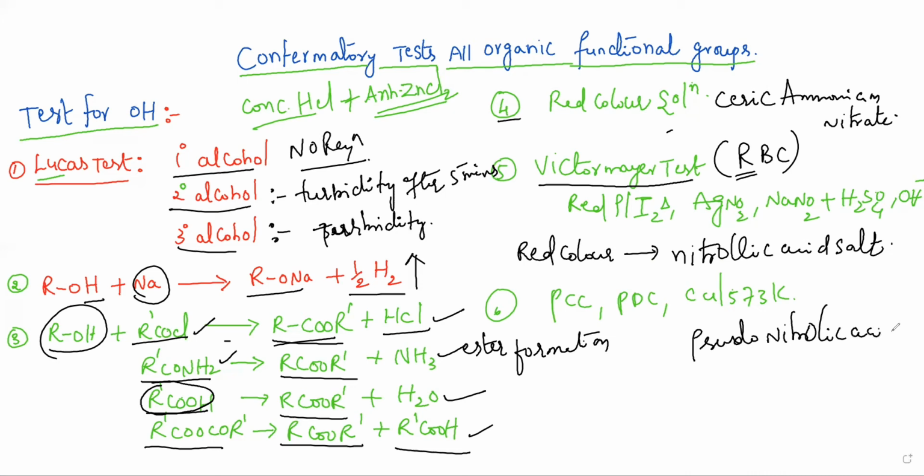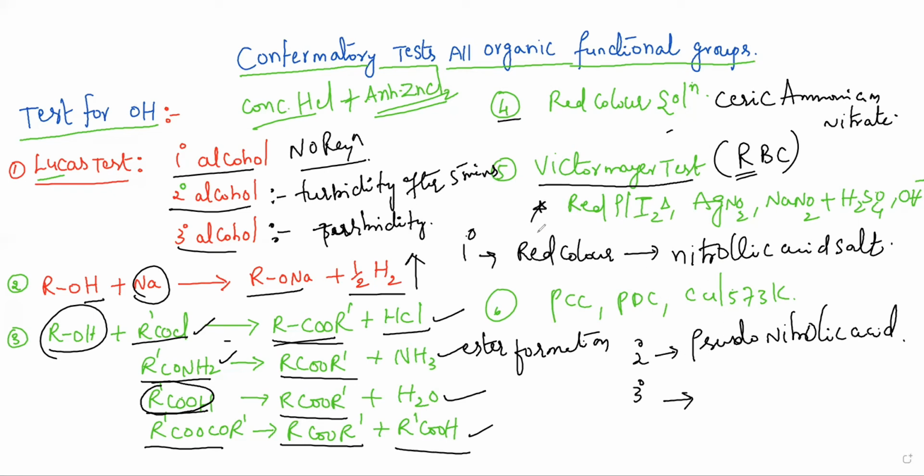So third, that is tertiary alcohols give no color in this. That is why this test can be called the RBC test. Red color solution is given by primary alcohols, blue color solution is given by secondary alcohols, and tertiary alcohols give a colorless or no color solution. So this is how we can differentiate primary, secondary, and tertiary alcohols.